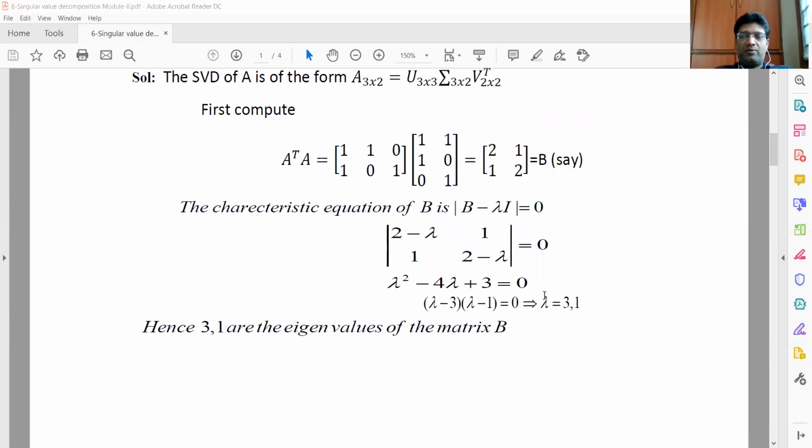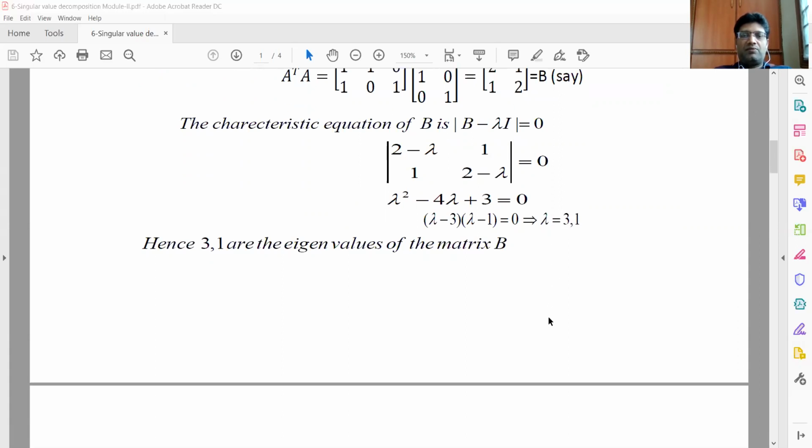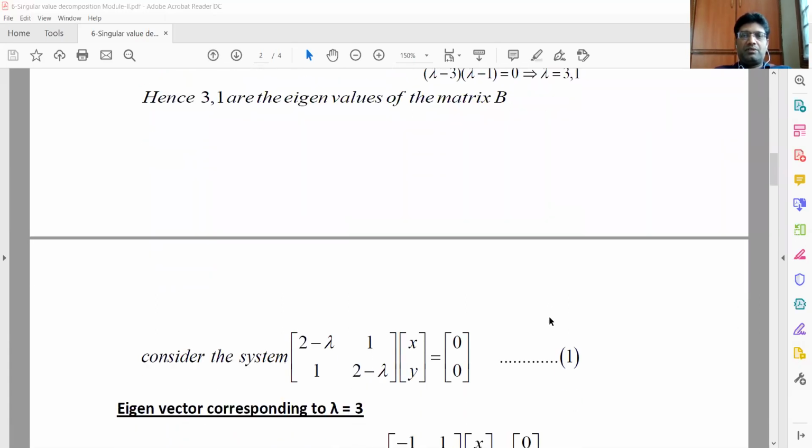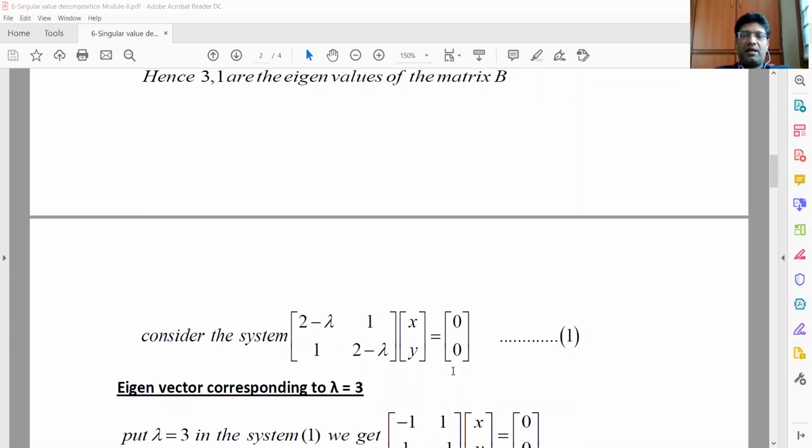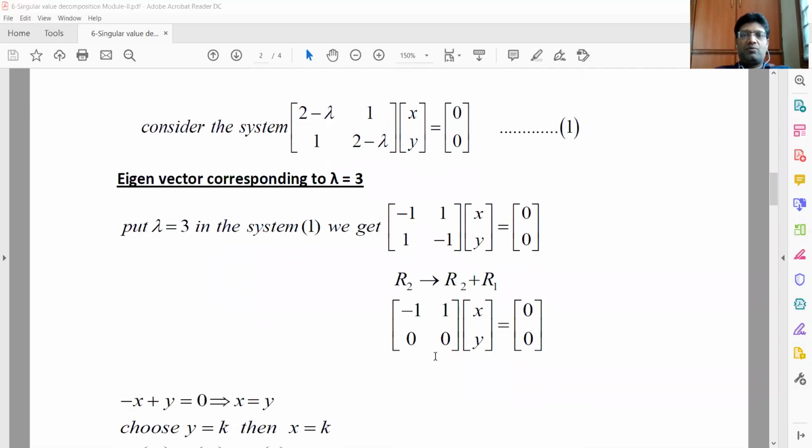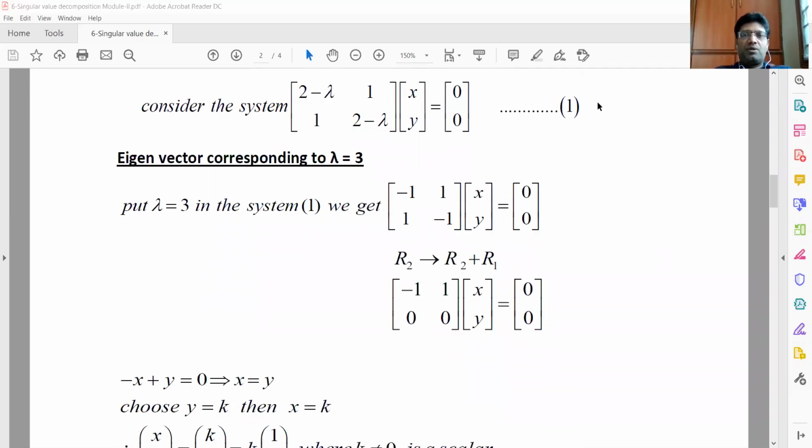Now I am going to calculate the eigenvectors corresponding to these eigenvalues. So for that I will consider the system B minus lambda I into x equals 0. So B minus lambda I is this one, into x is 0. So first I will calculate for lambda equals 3. So put lambda equals 3 here. 2 minus 3 is minus 1, 1, 1, 2 minus 3 is minus 1.